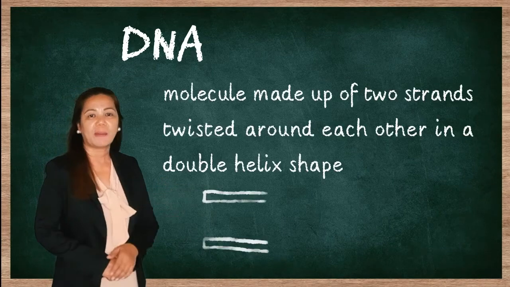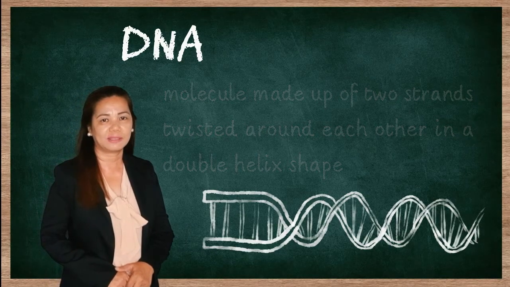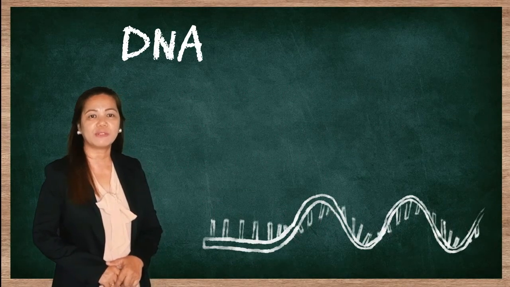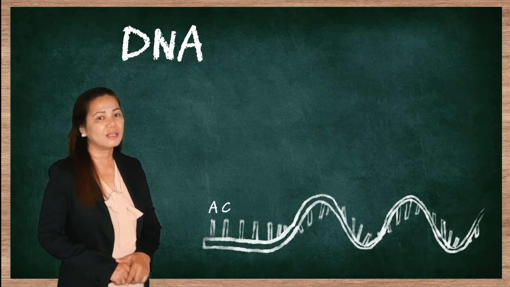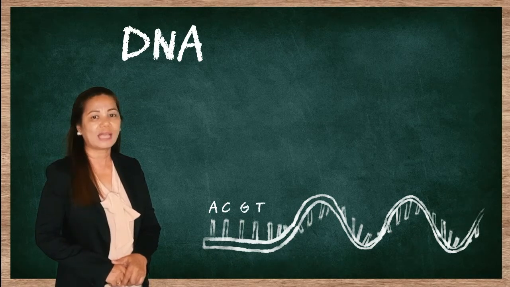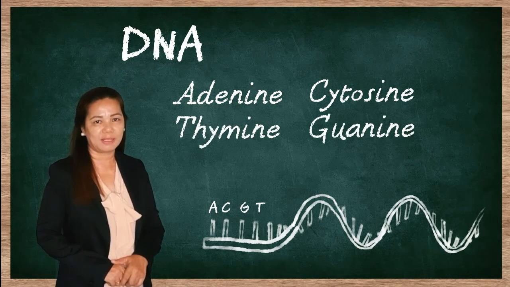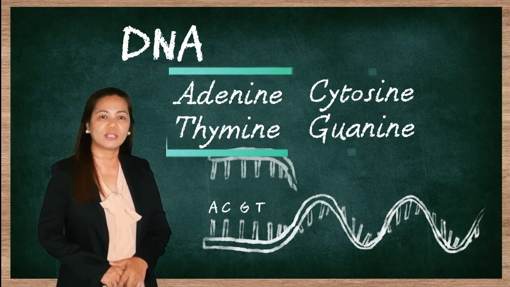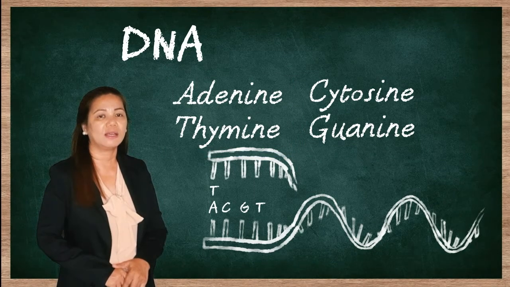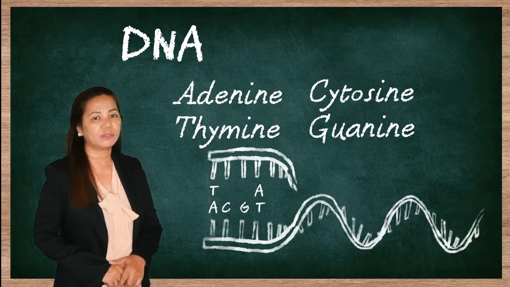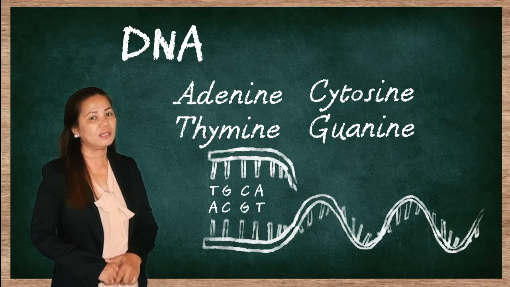DNA is a molecule made up of two strands twisted around each other in a double helix shape. Each strand is made up of a sequence of 4 chemical bases represented by the letters A, C, G, and T, which stands for adenine, cytosine, guanine, and thymine. The two strands are complementary, which means that whenever there is a T in one strand, there will be an A in the opposite strand, and whenever there is a C, there will be a G in the other strand.